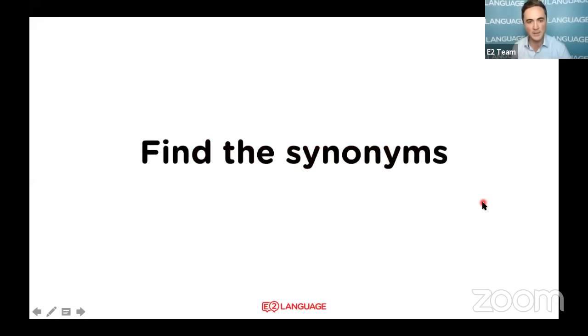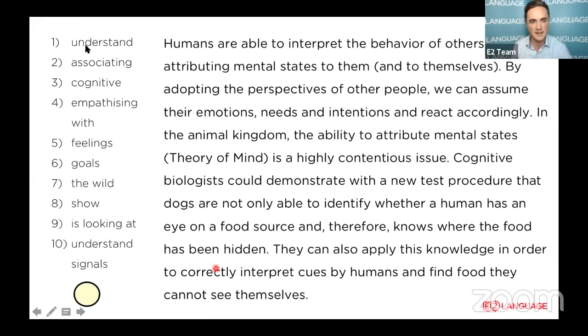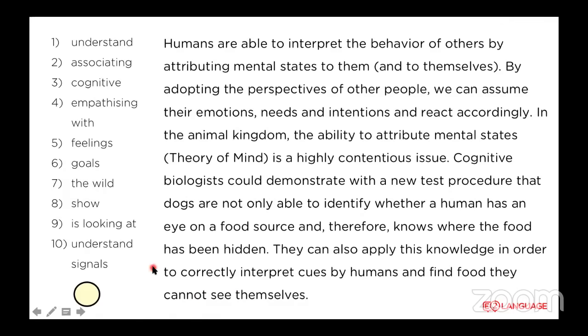Let's do a little warm up. I want you to find the synonyms in this text here. So here are the words. You can imagine that these are in the question. And here is the passage. You need to go through and find the different synonyms. I'll give you a few minutes to complete this one.